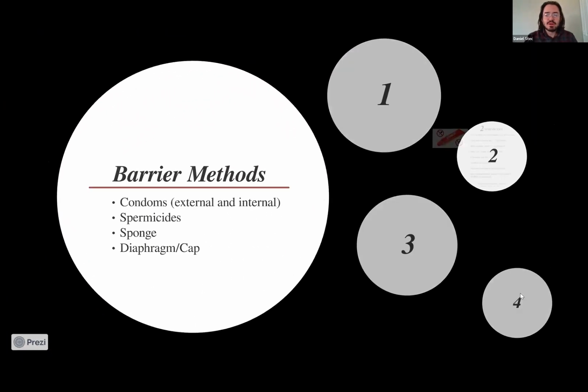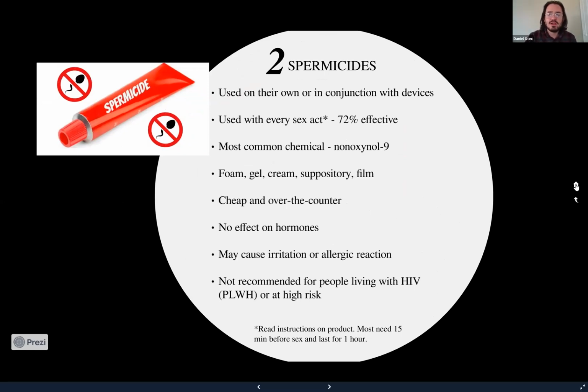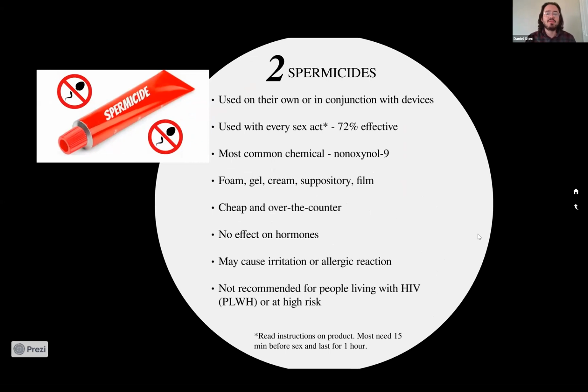Okay, so now we're going to move on to the next method, which is spermicides. Spermicides sound a little odd when you think about barrier methods, but they create a chemical barrier for the sperm to prevent it from getting to the egg. A couple things to note about spermicides. These should be used generally in conjunction with other devices, but they can be used on their own as well. But they are more effective when used with some of these other barrier methods that we'll discuss in a little bit. They need to be used with every sex act.